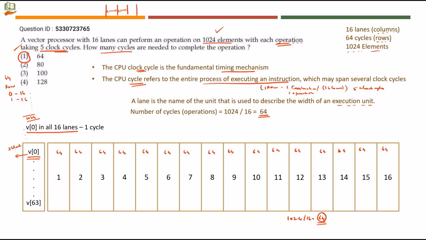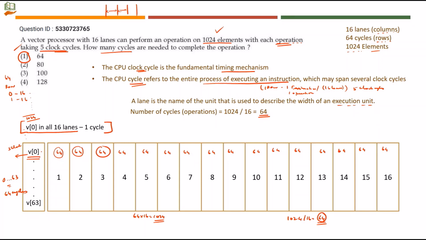That's why I mentioned here that V of 0, row is 1 cycle. So how many cycles are there? 0 to 63. Totally there are 64 cycles involved. So that's why I split this as every lane executing 64 operations. When you multiply 64 into 16, all the 1024 elements would have been taken into consideration.